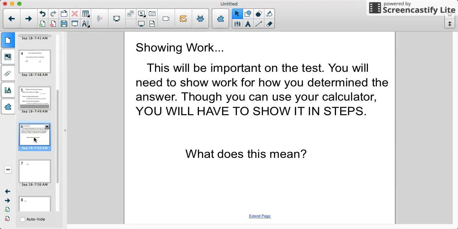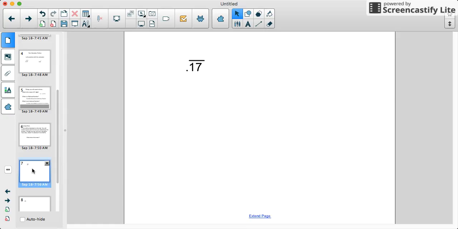Showing work. This will be important on the test. You will need to show work for how you determine the answer. Though you can use your calculator, you will have to show it in steps. So what does this mean? Let's look at an example.